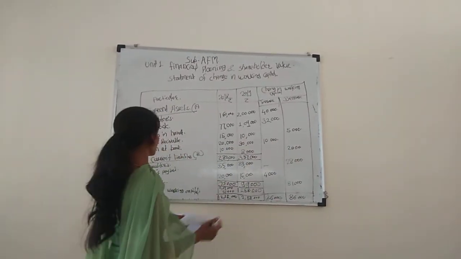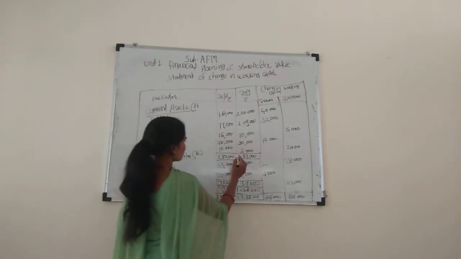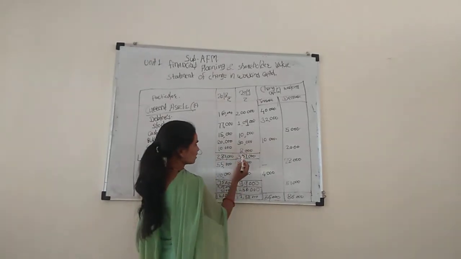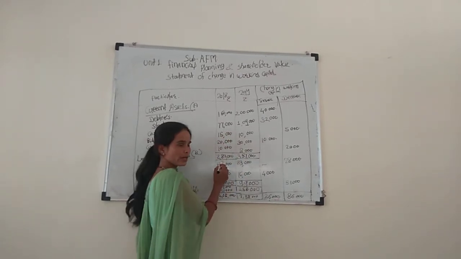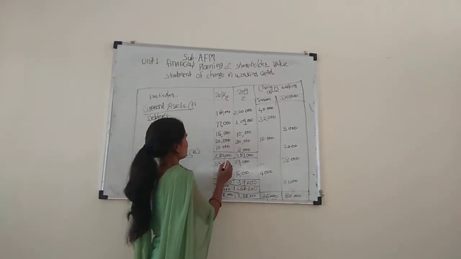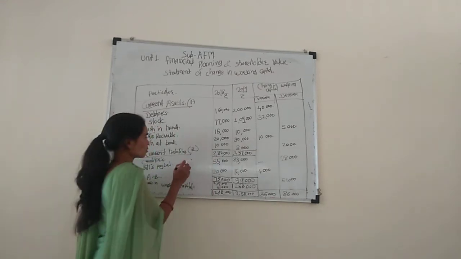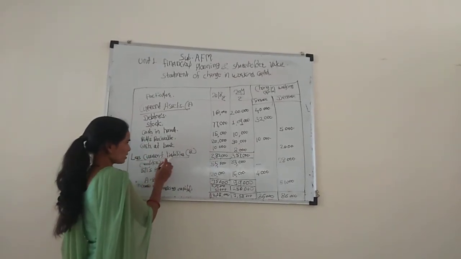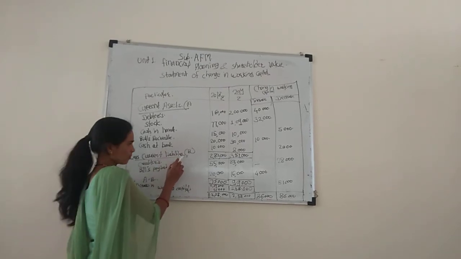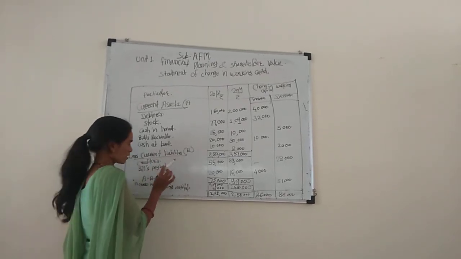And this is the current asset total: 2019 3,57,000 and 2018 2,82,000. And next is less current liability. It's called B. Current liability, which is our current liability?